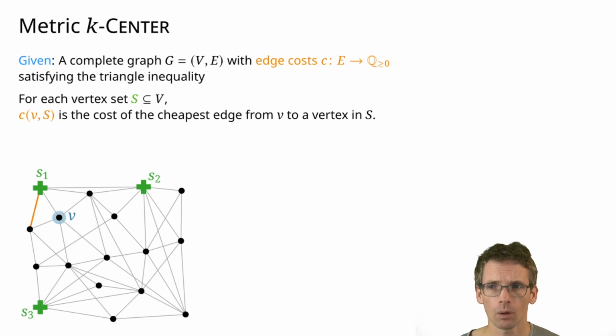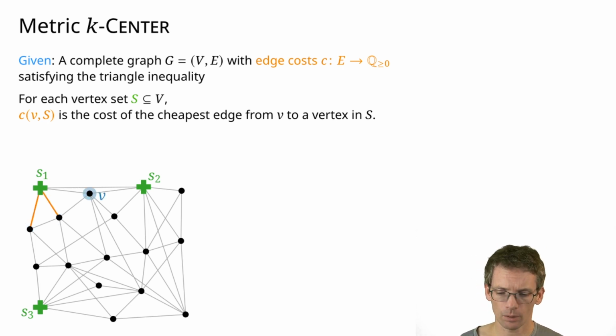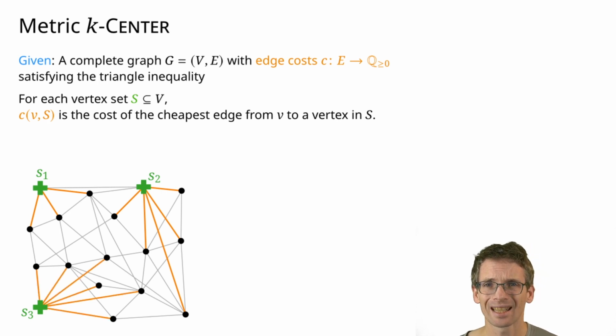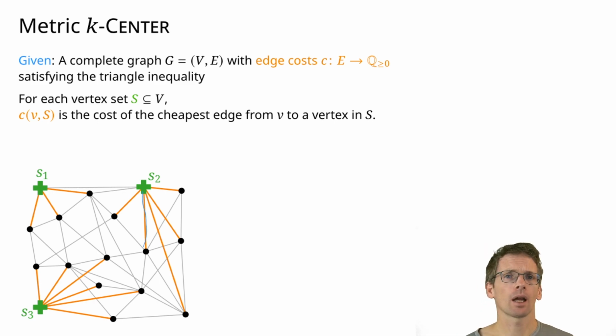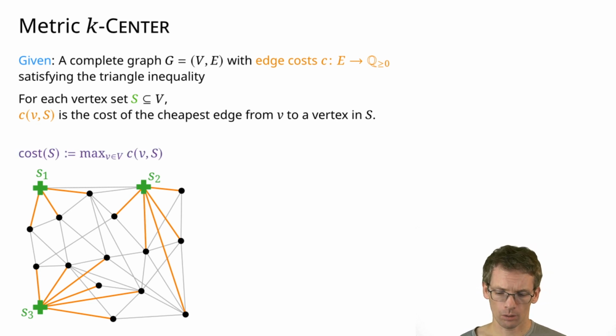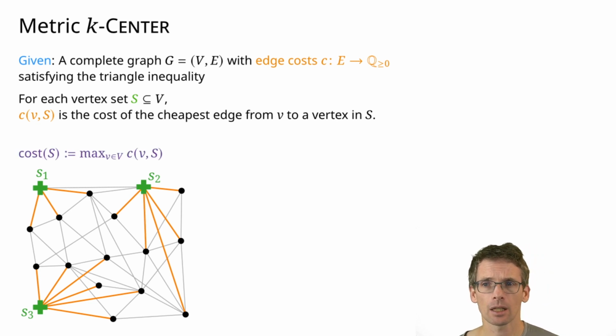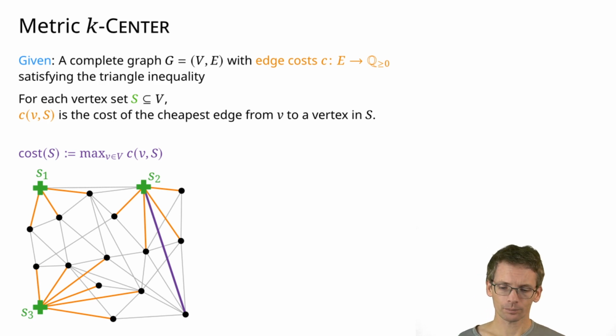And I can do this for all of the vertices. So this one is between S1 and S2. It can simply pick one of those. We're really just interested in the cost itself, and so on. So now you see with these orange edges always the cheapest cost to a center. And now the cost of this set S, the set of centers, is the maximum cost of any vertex. So in my example, this would be this cost here.